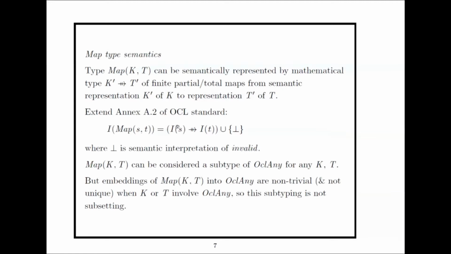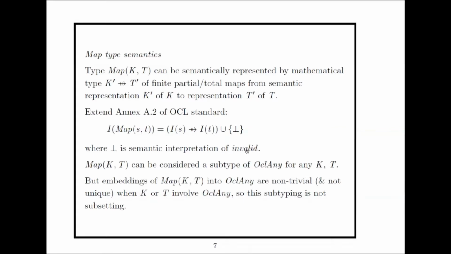Maps can be consistently added to the semantics of OCL. In the OCL standard, there's an Annex 8.2, which describes the semantics of all of the OCL elements, and we can simply add a map type to mean that maps are finite functions. That's this symbol, finite functions from the interpretation of the source type, the key type, to the interpretation of the target type, the value type, and there's a null map or invalid map.